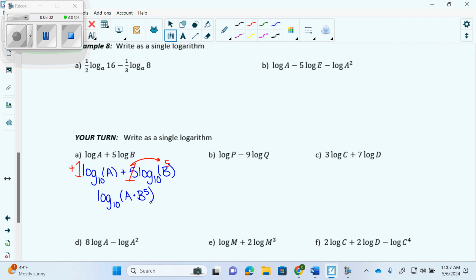Do I technically need that dot in between? No. They could just write it like this. Do I technically need the 10? Do I need to write a 10? No, because the 10 is just us writing it, right? So the answer they'll give you is not probably log base 10 of AB to the 5. They'll probably go log AB to the 5, like this. Okay?